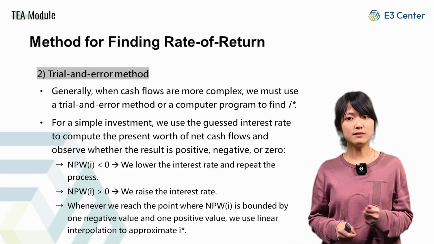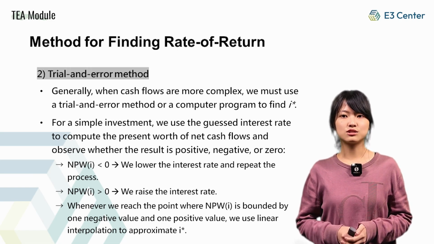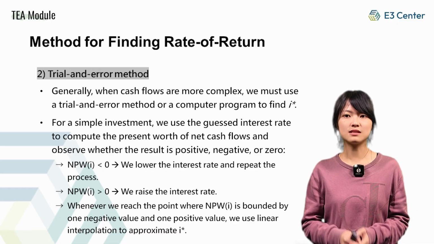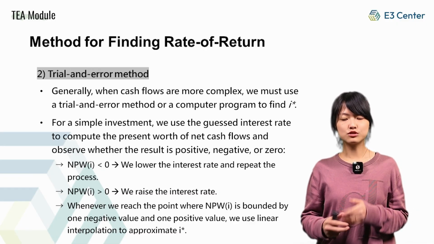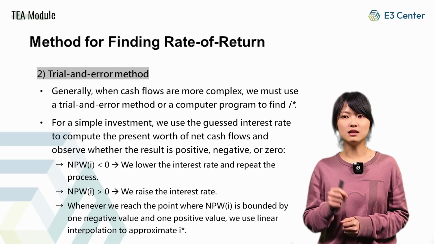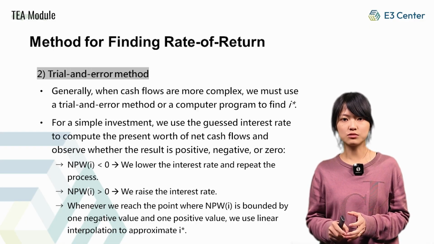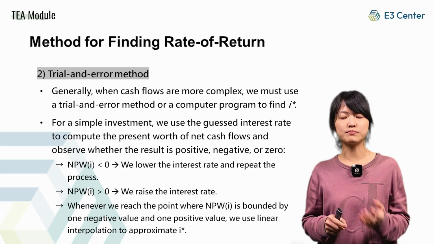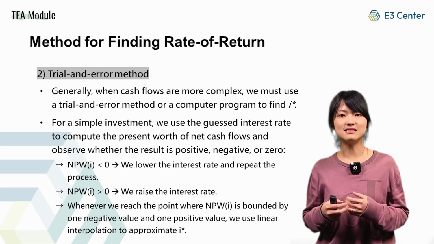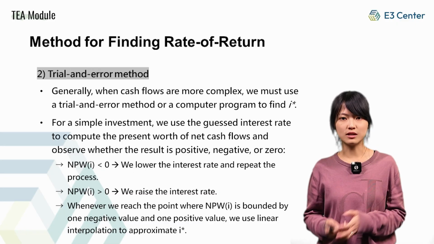For instance, if the NPV is negative, it indicates that the guess rate is too high, so we lower it and compute again. Conversely, a positive NPV suggests that the guess rate is too low, pushing us to increase it. This adjustment continues until the NPV is very close to 0. Once the NPV value surrounds 0, where one estimate produces a positive NPV and the subsequent a negative one, we apply linear interpolation to more precisely determine the internal rate of return.